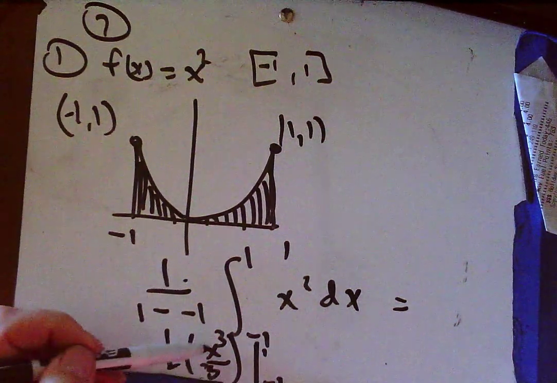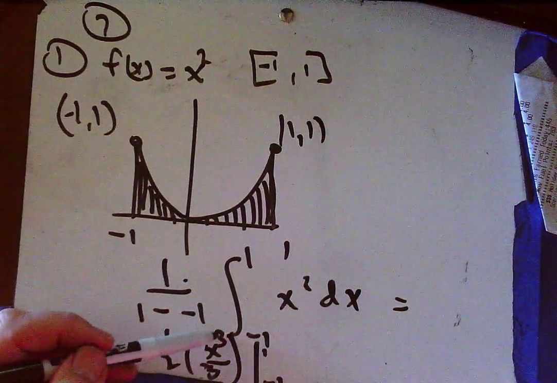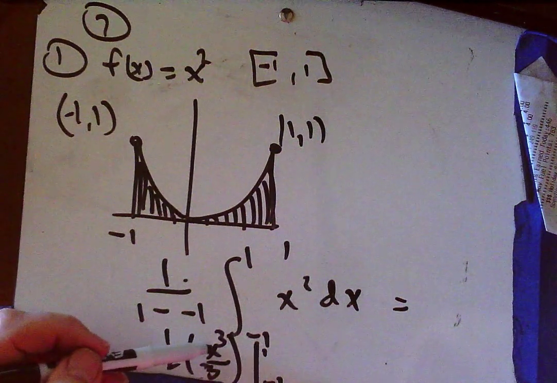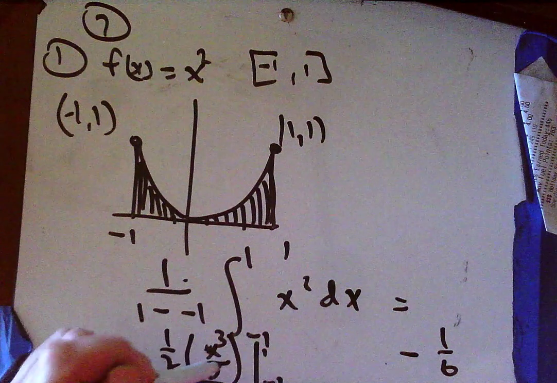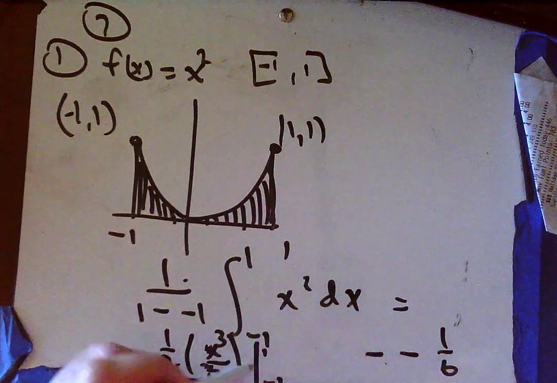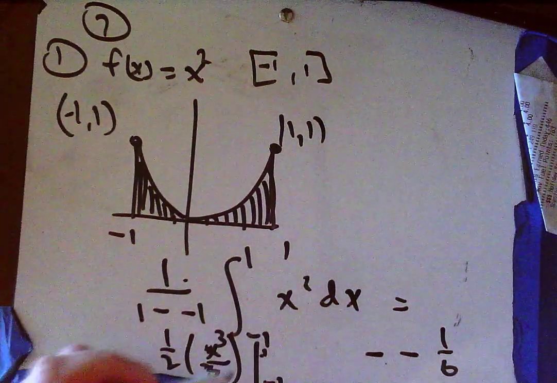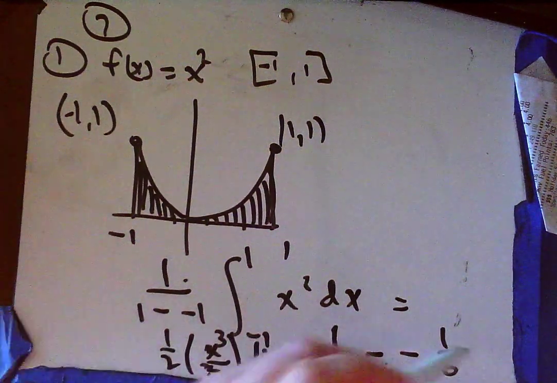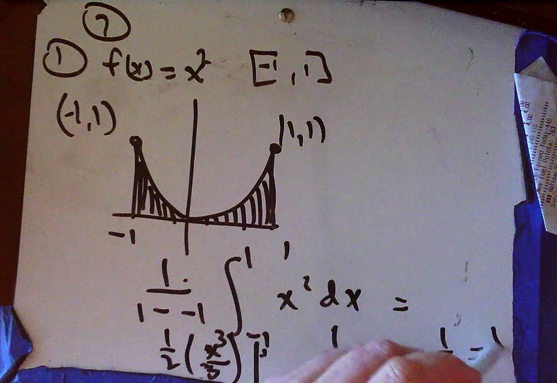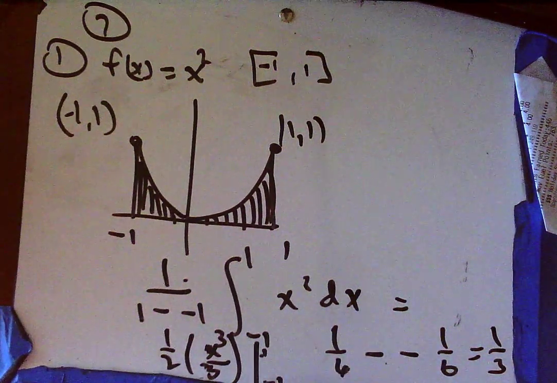So if I plug in a -1, -1 to the third is still -1. I've got -1 over 6. But remember, I'm subtracting that amount from plugging in a 1. If I plug in a positive 1, I get 1/6 again. And so my answer is going to be 2/6 or 1/3.